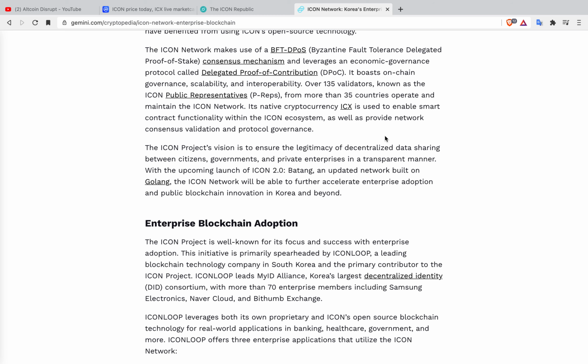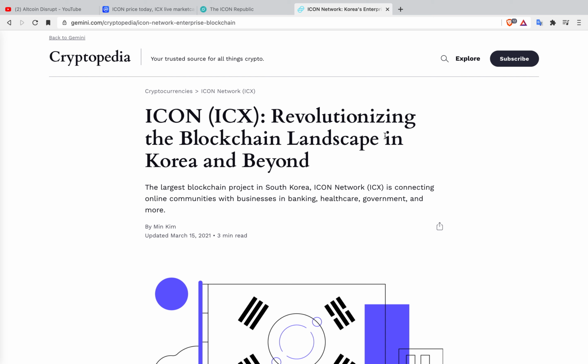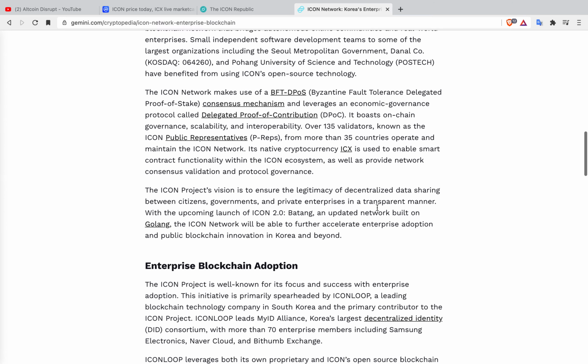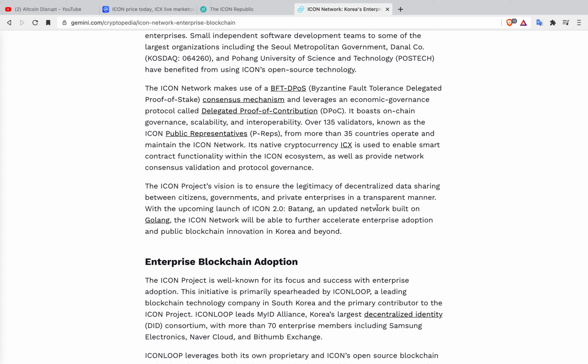With the upcoming launch of Icon 2.0, which probably was released already because, to be honest, this article came out on March 15. So Icon 2.0 is probably released already, probably not. I'm not 100% sure, so don't quote me on that, guys. That's the one thing I'm missing out in my research.